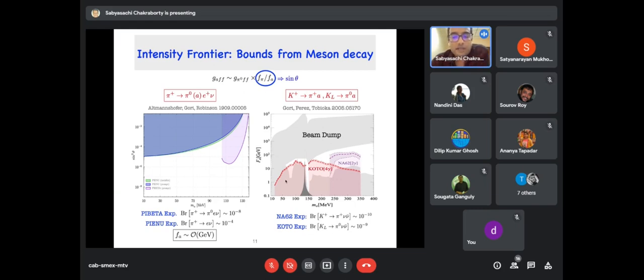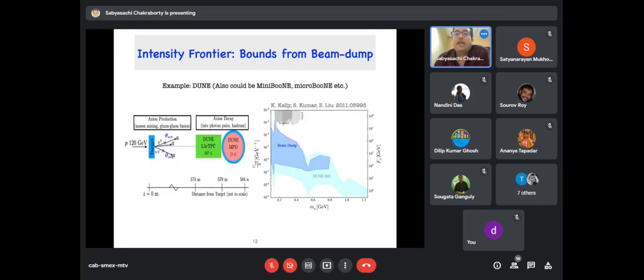Similarly, kaon experiments can do much better. For the NA62 or KOTO experiments, the procedure is the same. Kaon goes to pi plus axion. If the axion is invisible, then it mimics the NA62 structure. If K long decays to pi naught axion, and the axion is invisible, then it mimics the KOTO structure. And therefore, significant parts of the parameter space can be probed. Here you can only probe up to hundreds of GeV of the decay constant.